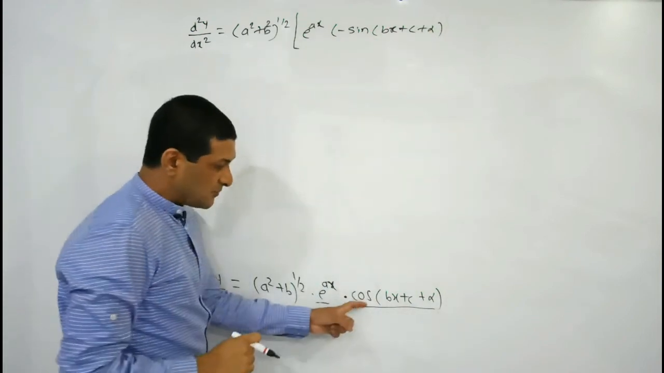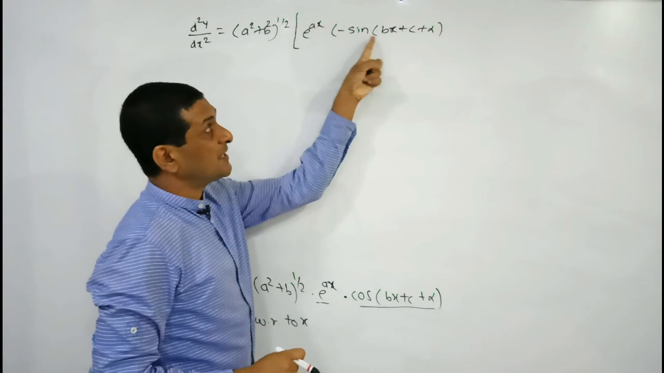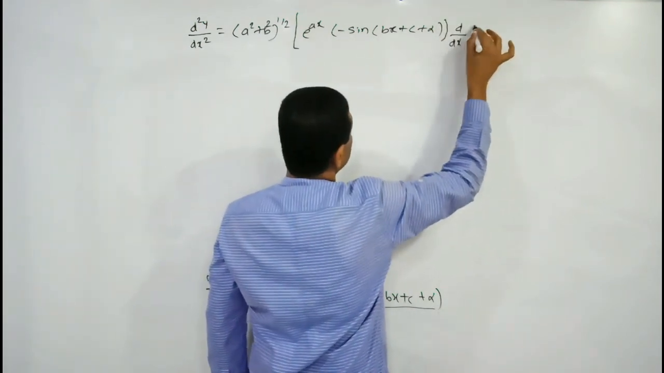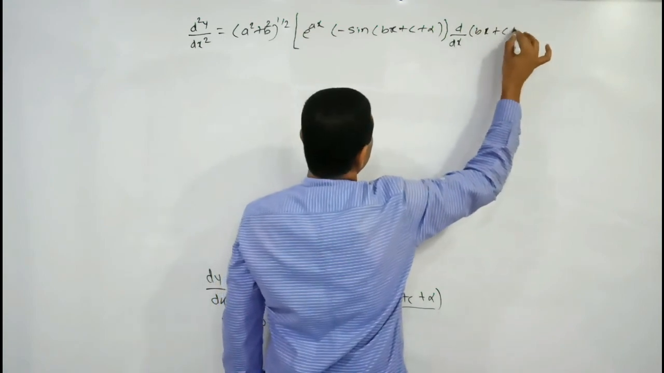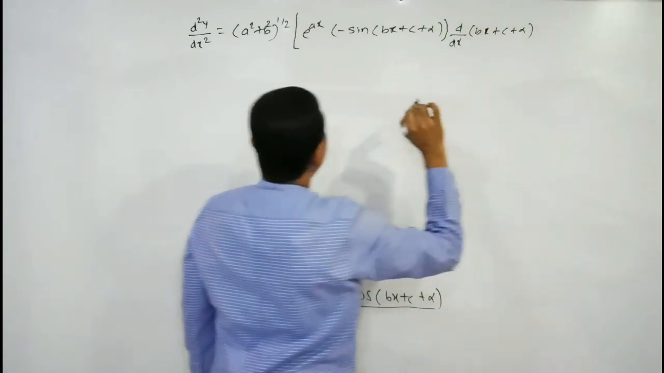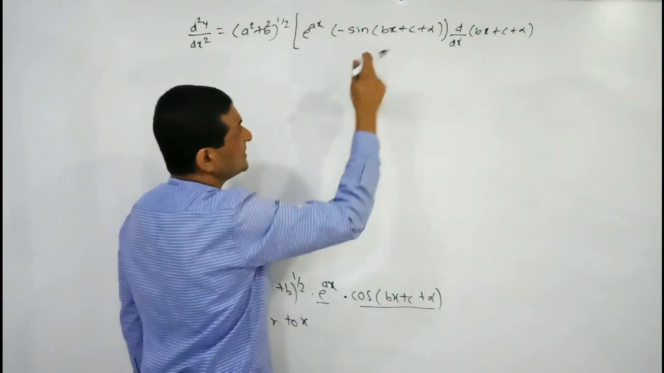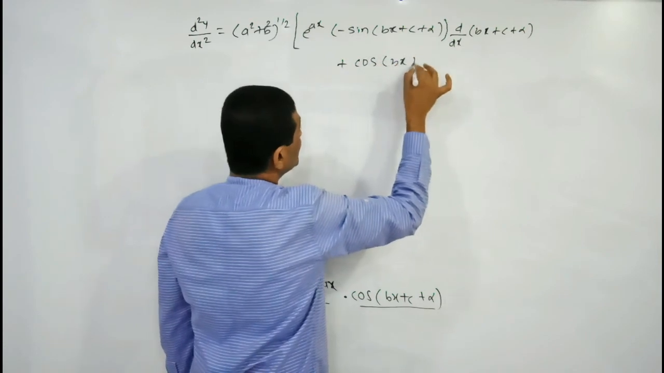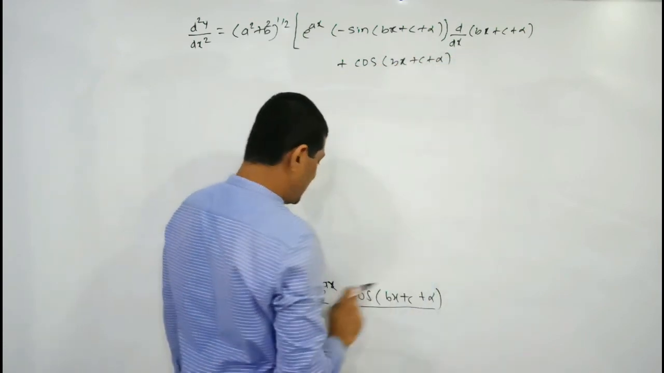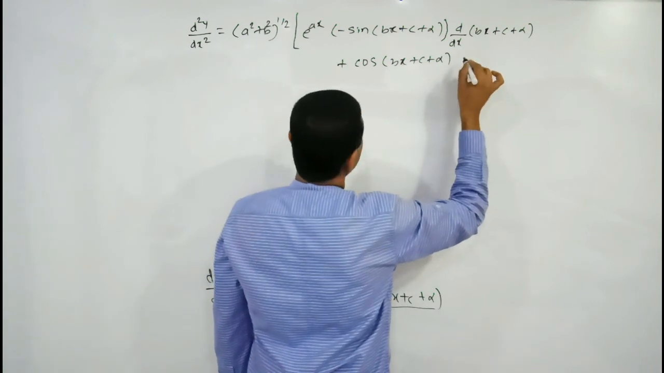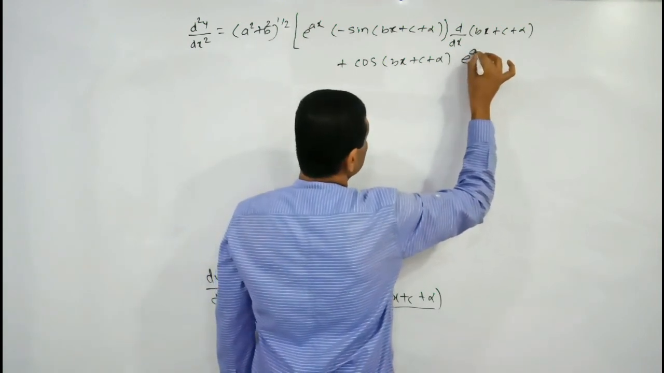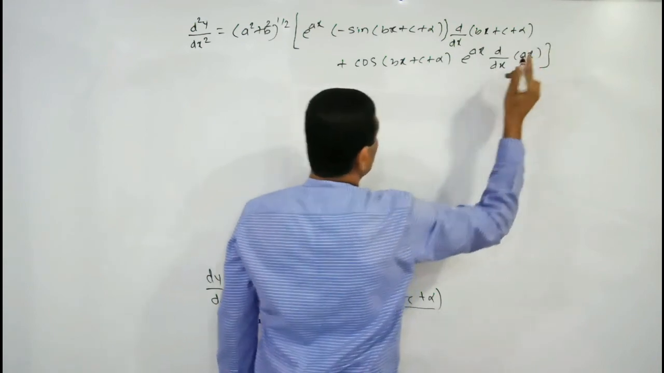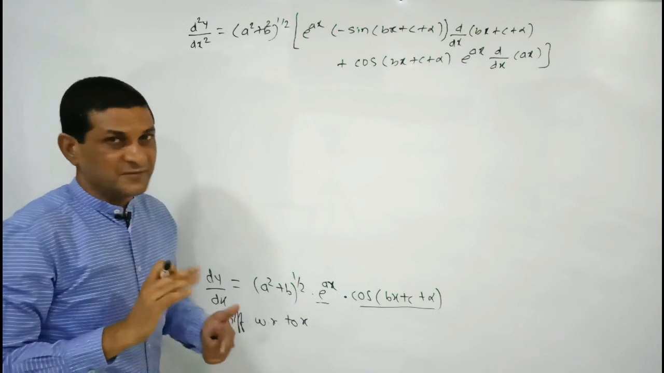Okay, so derivative of cos f of x is minus sin f of x into derivative of this f of x. Derivative of f of x means derivative of bx plus c plus alpha. Okay, now first term as it is, derivative of second term plus second term as it is. Second term means what here? Cos of bx plus c plus alpha as it is into derivative of first term. Derivative of e raised to power ax is e raised to power ax into derivative of ax. Just simply we have applied product rule to find out this differentiation.